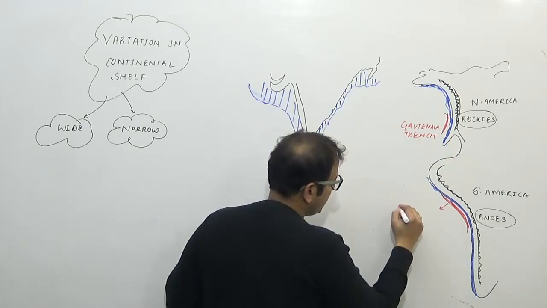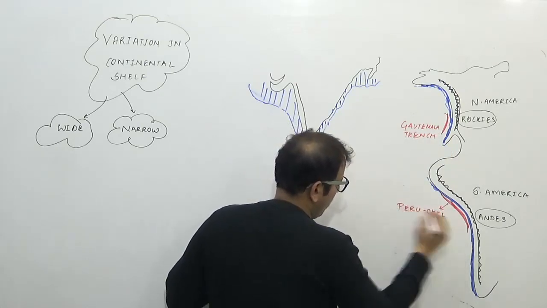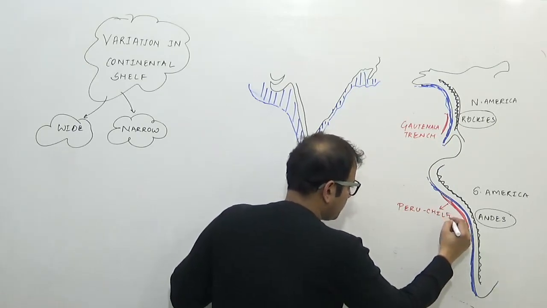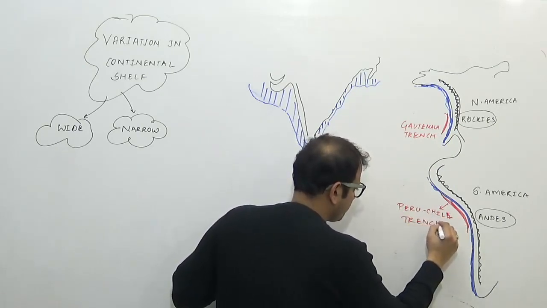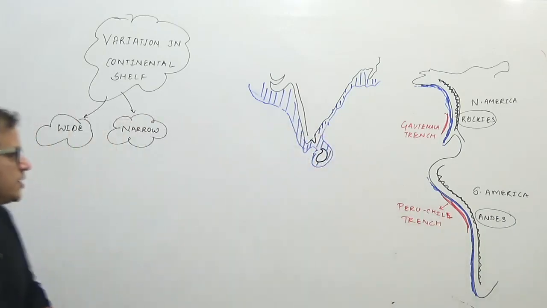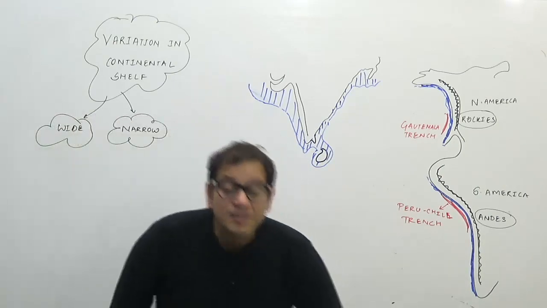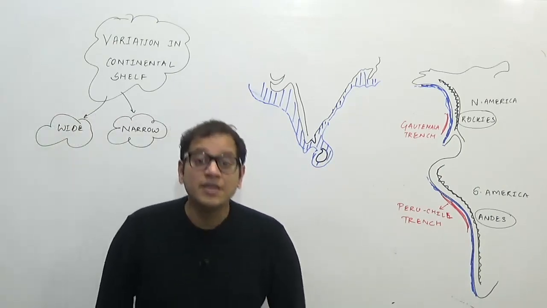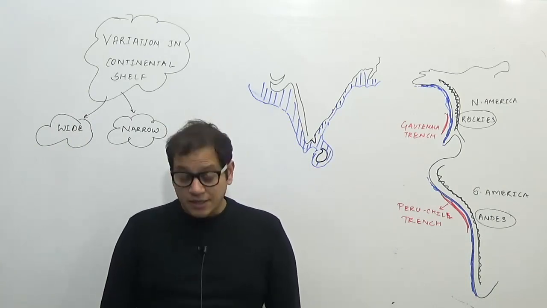Here it is written as Peru-Chile Trench region. There is an absence of such a thing in India. So can we generalize about the variation in the depth and width of the continental shelf?